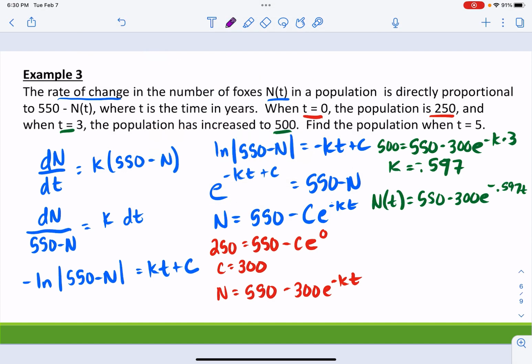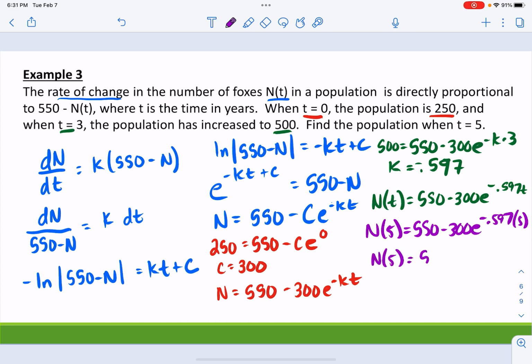And then to find N of 5, use red. Let's use a different color. And for N of 5, you just plug in 5. And I just want to see if I get the same thing. So when I plug in 5, I just paused the video and did it in my calculator. I get 534. And I should have on here round to the nearest fox, so 535.